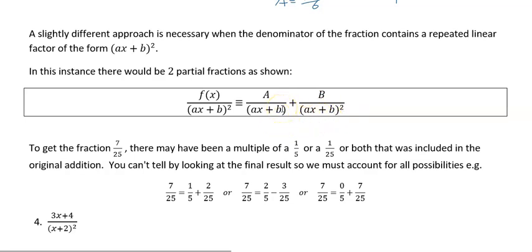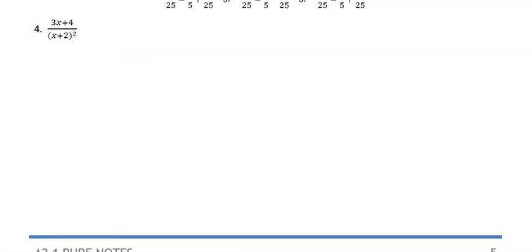Just so you know, had it been something like 4 over x cubed, you would have to say that would be a over x plus b over x squared plus c over x cubed, and that's the way you would have to do it. More often than not, it'll just be quadratic linear factors, but there's no reason why it couldn't be. I'm going to go on and look at a numerical example of this, and it really is very straightforward. So in this example, we've got a repeated linear factor.